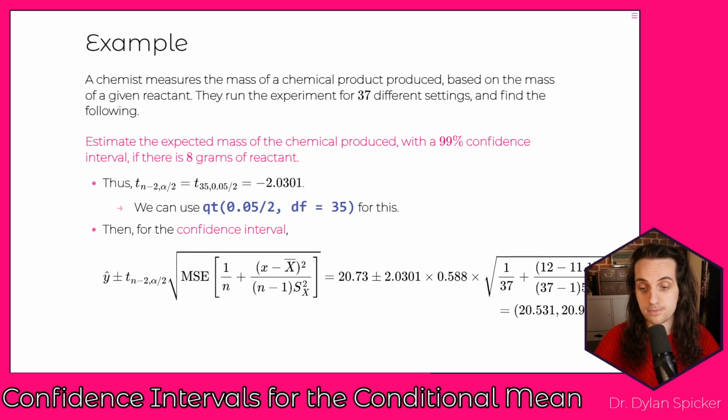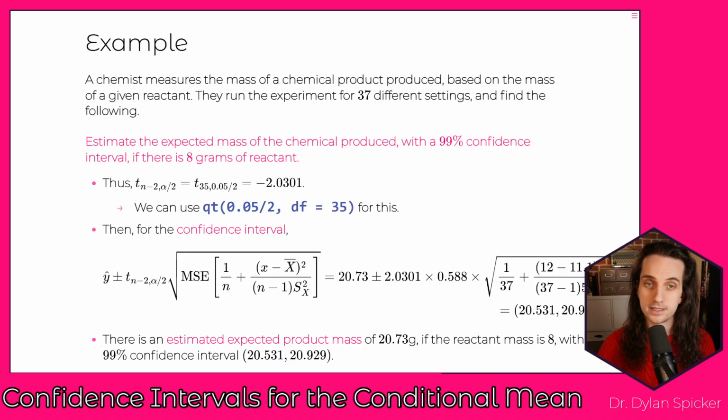We have y hat plus or minus the critical value times the square root of our standard error. And so then plugging everything in, 20.73 is the estimated value, critical value, square root of our MSE, and then we take the square root of the other term here. We're plugging in all of the values that we have and working through, we find 20.531. Okay, and so the estimated mass is going to be 20.73 if the reactant mass is 8, with a 99% confidence interval of 20.531 up to 20.929.